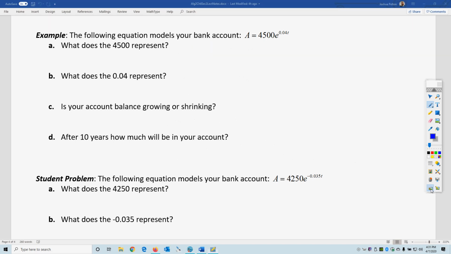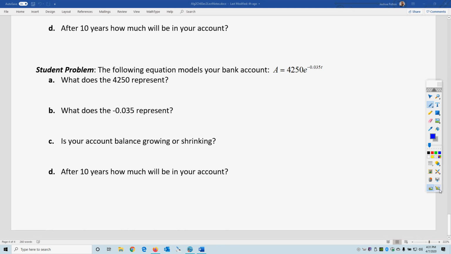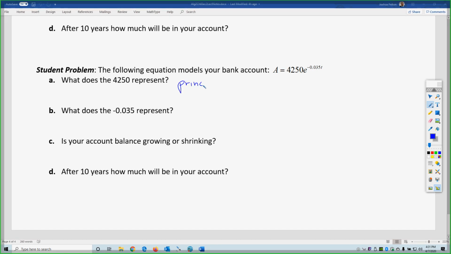Okay, pause the video, try the student problem. What is the 4250? That is the principal amount, or the original amount of the loan. What does the 0.035 represent? That represents a 3.5% loss. This is clearly shrinking because negative 0.035 is less than 0.